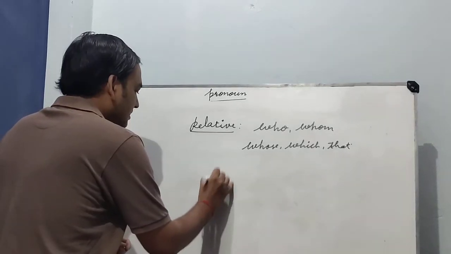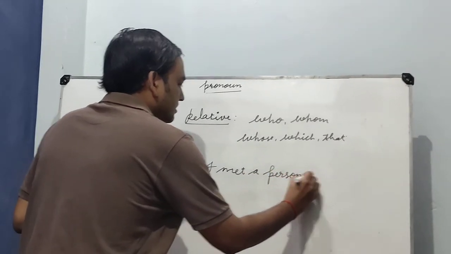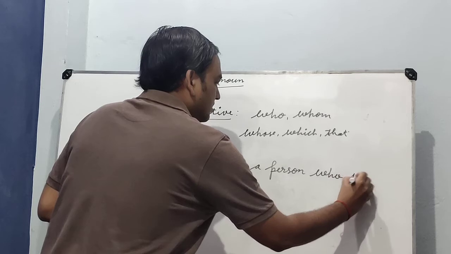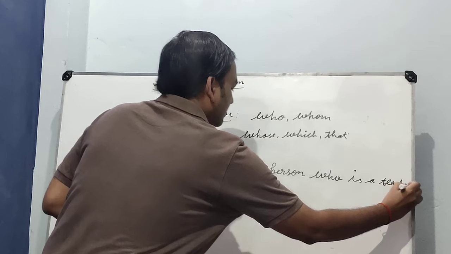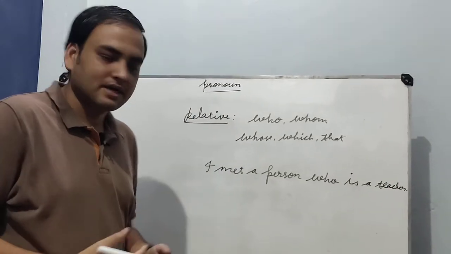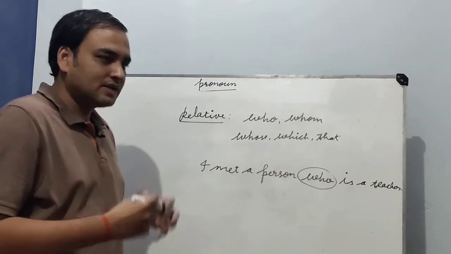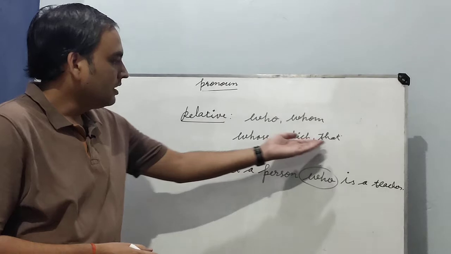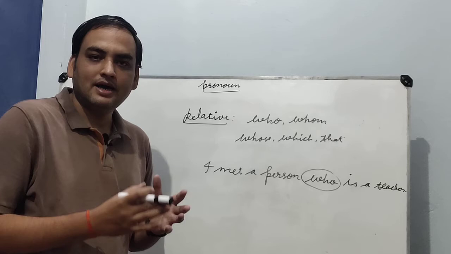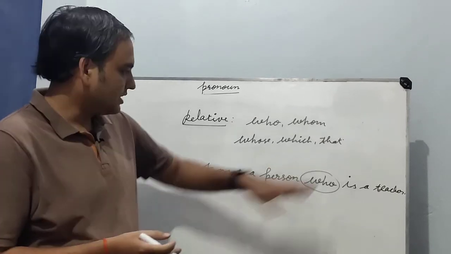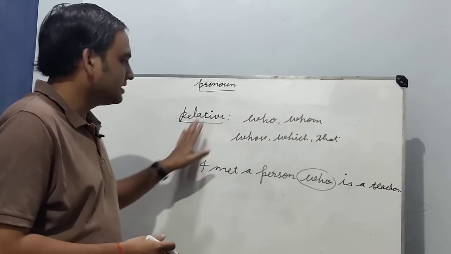I met a person who is a teacher. है ना, मैं एक ऐसे व्यक्ति से मिला था जो क्या है, एक टीचर है. ठीक है, so we are using who to correlate or connect two sentences or two words. Like that, suppose we are using that. Okay, I have a book that has 500 pages, so we are using that to connect two sentences. Okay, so I am ending here this relative case.